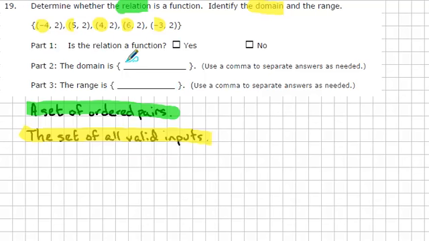So the domain is the set containing those numbers, the set containing -4, 5, 4, 6, and -3. That's the set of all the valid inputs.